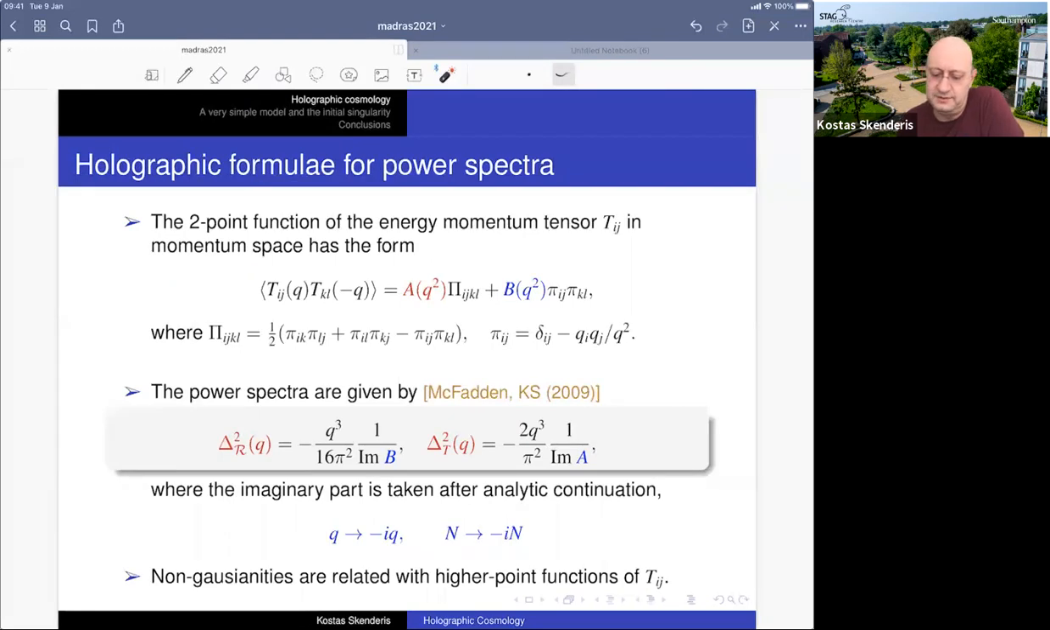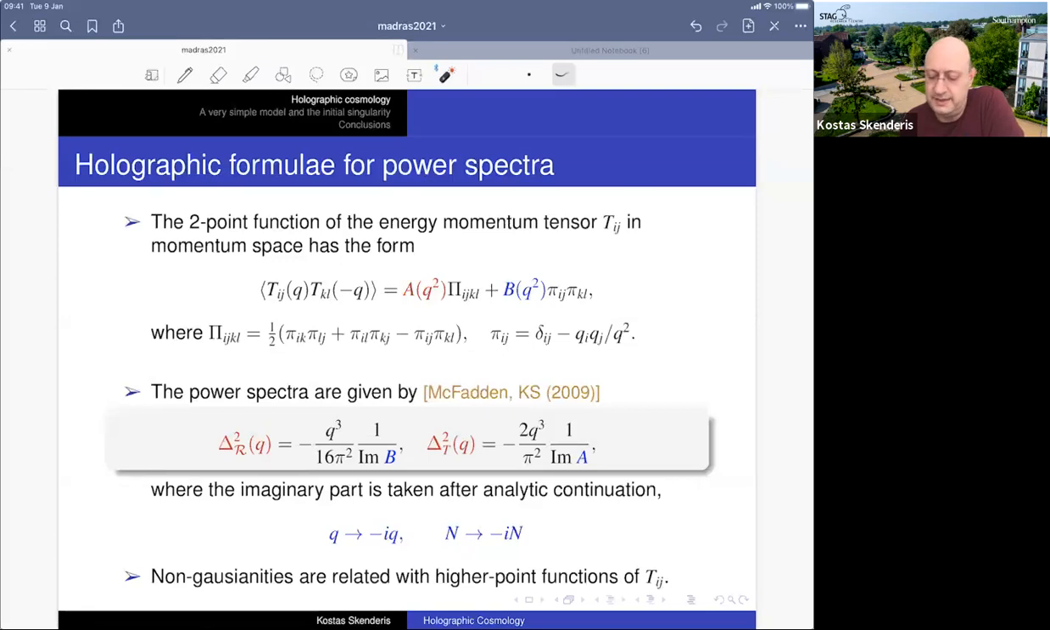And the observables I will discuss are the ones which are actually measured. So here in this slide, I have the description of power spectra, and we also computed non-Gaussianities. So to compute the power spectra, you need to compute the two-point function of the energy momentum tensor of the dual quantum field theory. And here I give the general formula for this quantity in momentum space.